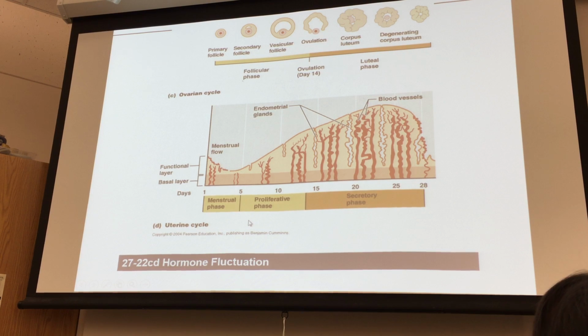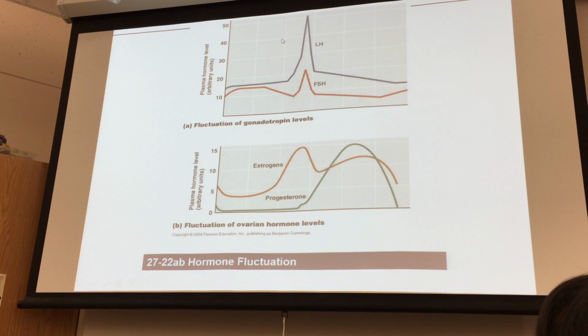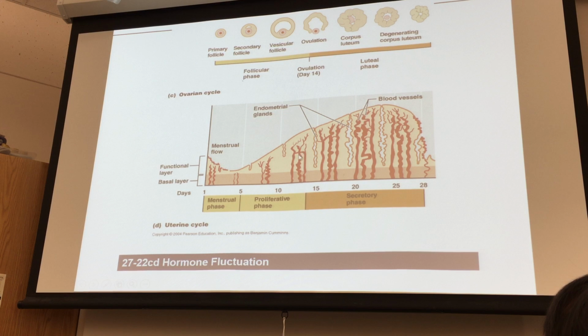So if I ask you, and I do this on the exam, day 10, what is the phase of the uterine lining? You'll go, well, it's proliferative. It's getting ready for implantation. What's the stage of the ovary? Well, you go up here, it's in the vesicular follicle stage. What's the level of progesterone at day 10? Can you put it all together? We'll go back to that. Day 10, right here. Level of progesterone, very low. So you have to put these charts with what's actually happening here.